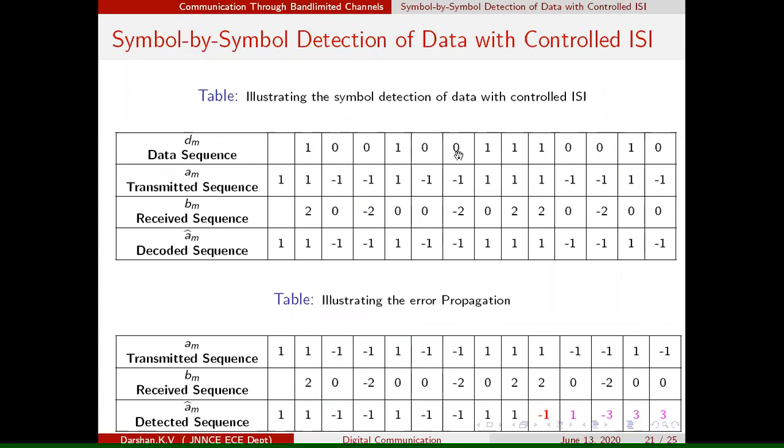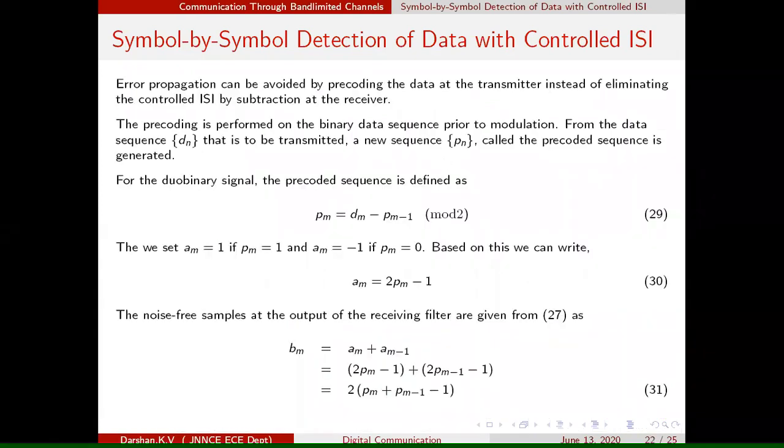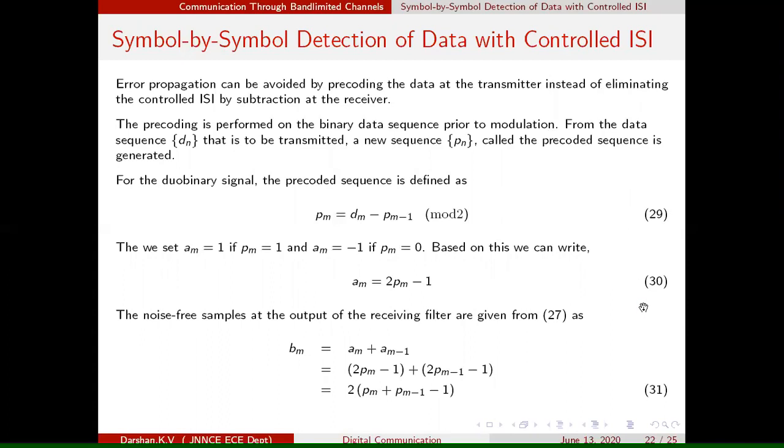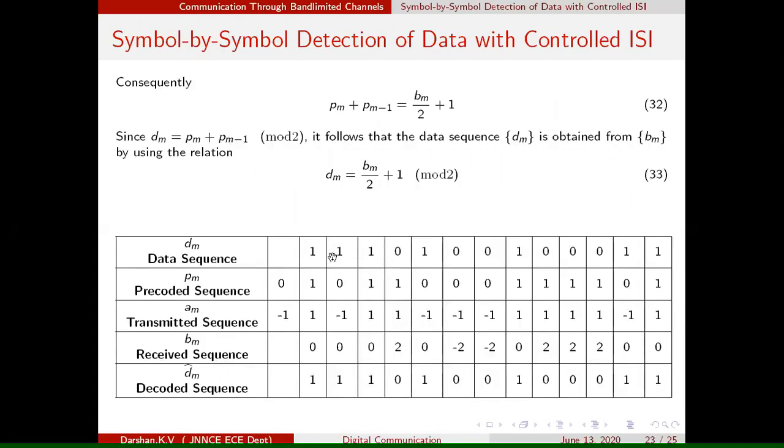Let me show how the pre-coding works. Once pre-coding is applied, later you can proceed with the particular procedure. So the pre-coding is performed on the binary data sequence prior to the modulation. What do you mean by prior to the modulation? Now I'll explain with this particular table. See here, you have this as the data sequence. I will explain all these equations, but before that, let me get into the data sequence first. This needs to be transmitted.